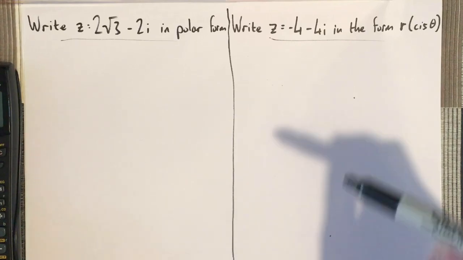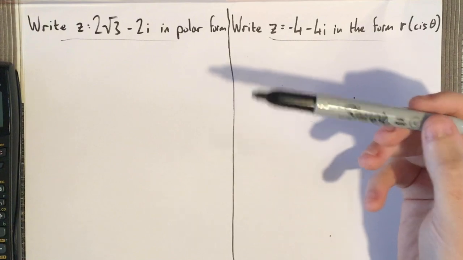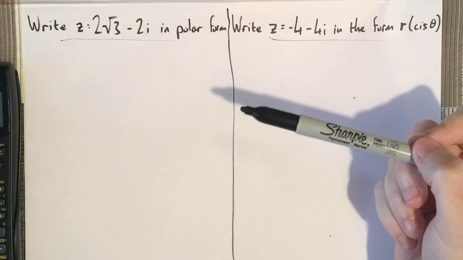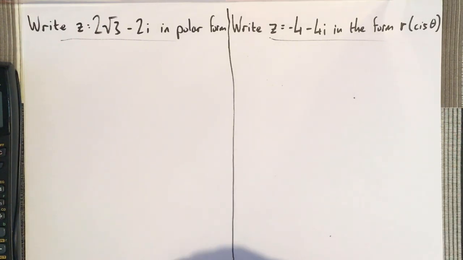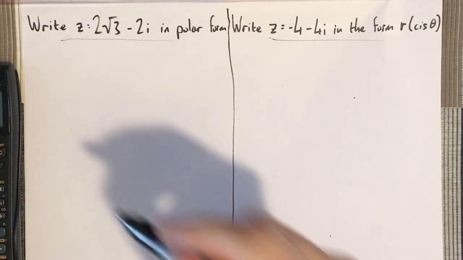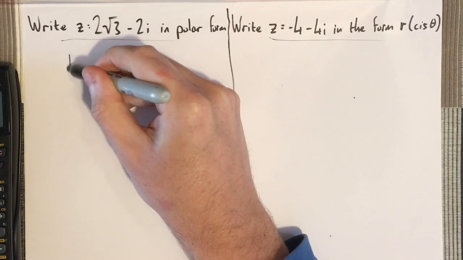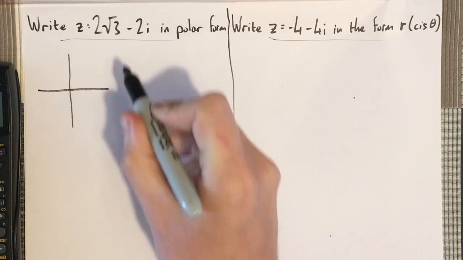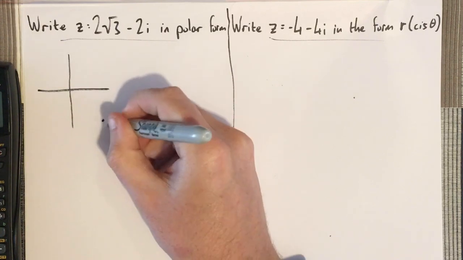All right, so the next couple of examples I'm going to do are broken out separately because they're both in quadrants 3 and 4 on the Argand diagram, and that does have a slight difference in how we write them in polar form. So our complex number here is 2 root 3 minus 2i. So our rough Argand diagram, 2 root 3 minus 2, it will be down here.